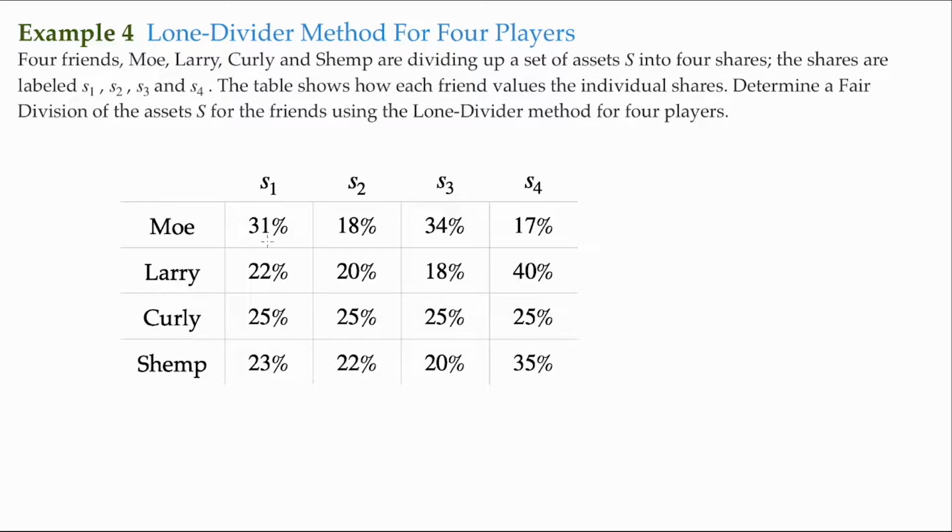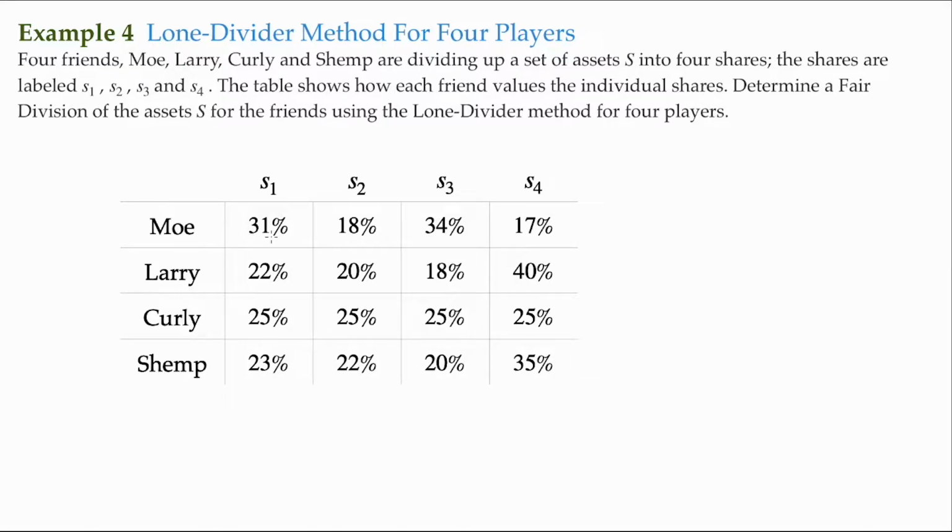So Mo right here, he values the first share at 31% and the third share at 34%. So these are the only 2 shares that he considers as fair shares. We go through here for Larry. The only share that's a fair share for Larry is share 4 at 40%. And finally for Shemp, the only fair share for Shemp is also share 4, 35%. So since the only fair shares for Larry and Shemp are the same, share 4, then again, we have a conflict.